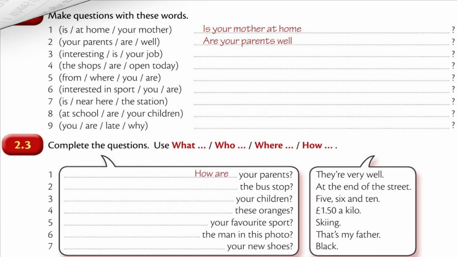2.2. Make questions with these words. Number 1. Is your mother at home? Number 2. Are your parents well? Number 3. Is your job interesting? Number 4. Are the shops open today? Number 5. Where are you from? Number 6. Are you interested in sport?